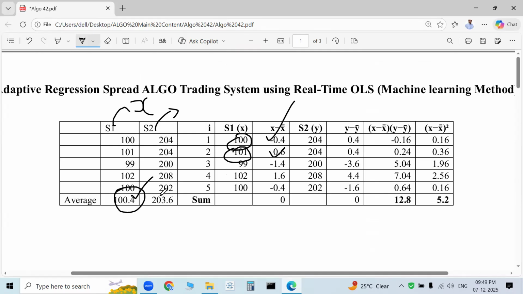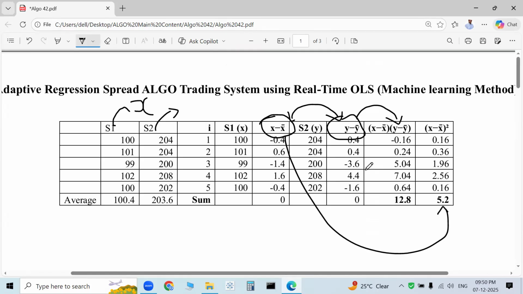Similarly, we will find the average of the second stock. The first value minus this, we get this reading. Once we get these, this is called the deviation from the mean. Then we are going to multiply both values and get this value, and then we square it. Each of the values will be squared and we copy this. We need this for some formula.